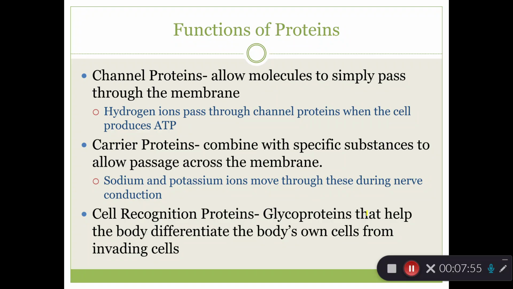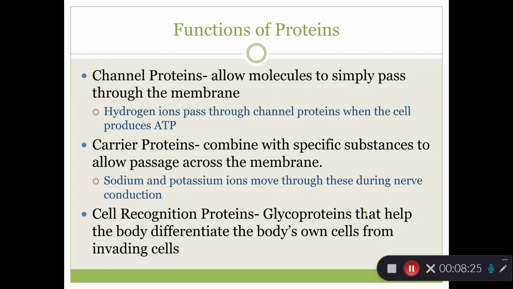Okay, there's also channel proteins. It's just what it sounds. These are proteins that allow molecules to simply pass through that membrane. Hydrogen ions pass through channel proteins when the cells produce ATP, and so does water. Water passes through a special channel called an aquaporin. Carrier proteins combine with specific substances to allow passage across the membrane. An example is the sodium-potassium pump.